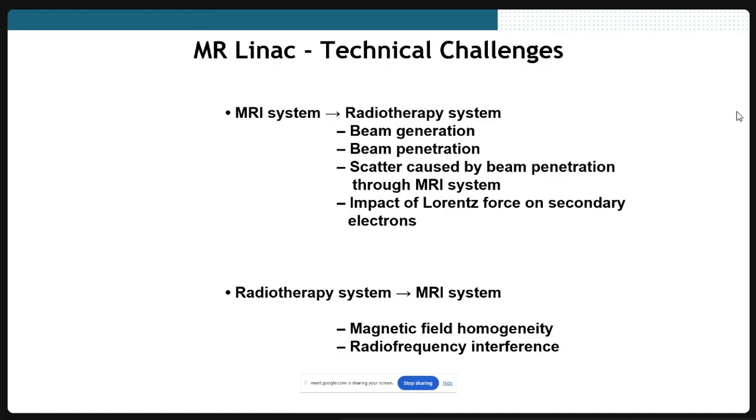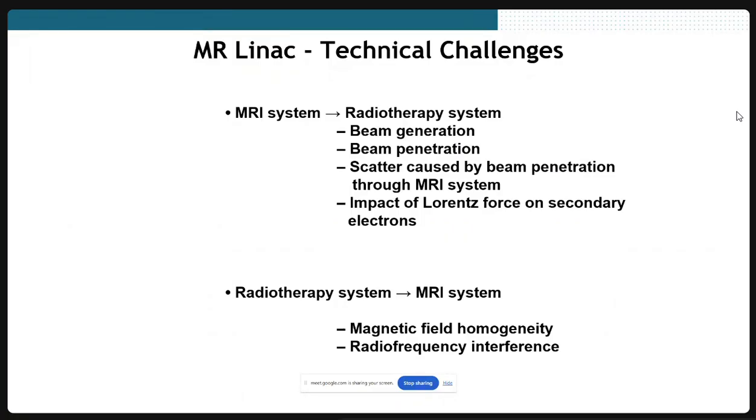So beam generation is the issue, and also the beam penetration, because the beam has to penetrate through the cryostat, then pass the MRI and then be delivered to the patient. So that's going to be an issue. Then when it passes through the cryostat, it's going to create a lot of scatter. That's going to be another issue for the MRI. And also, as we know from ninth standard physics, whenever a charged particle goes into a magnetic field, it tends to turn towards one side. That's the Lorentz force acting on the electrons, which is also going to create a problem.